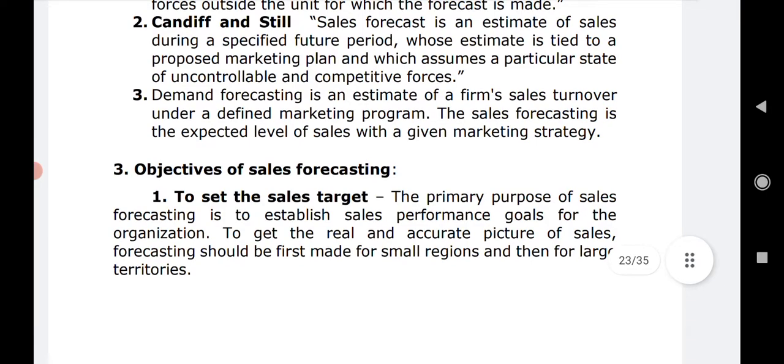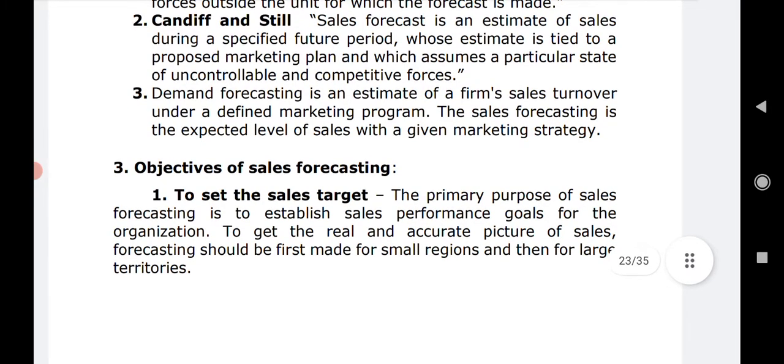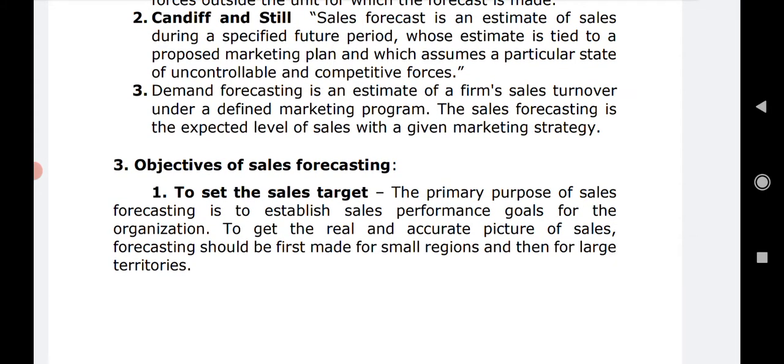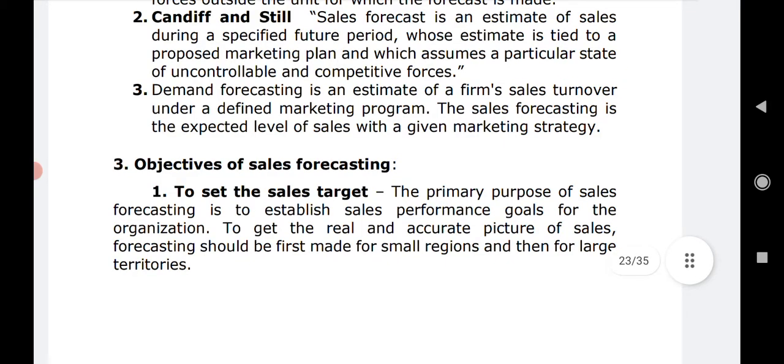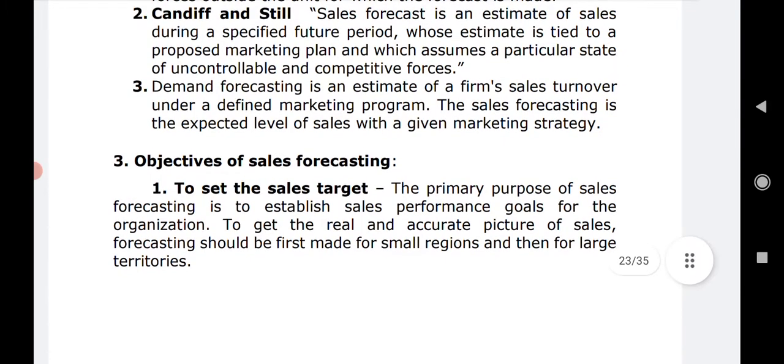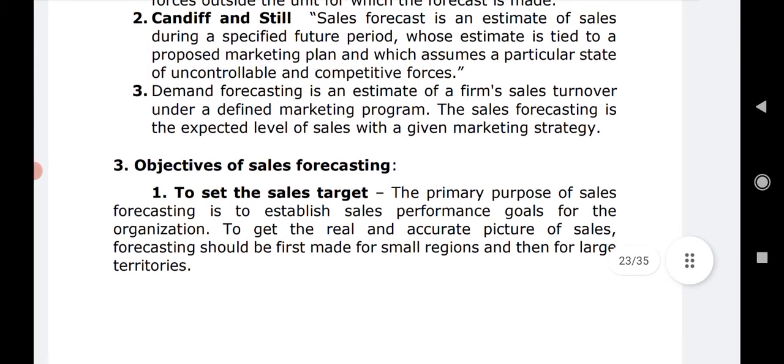The sales forecast is an estimation of the sales during a specified period of time, whose estimate is tied to a proposed marketing plan, and which assumes a particular state of controllable and competitive forces. So a kind of demand forecasting is done, on the basis of which you come to know what the probable sales may be, and accordingly we can manufacture the goods. That is why sales forecasting is considered a very important, crucial activity.